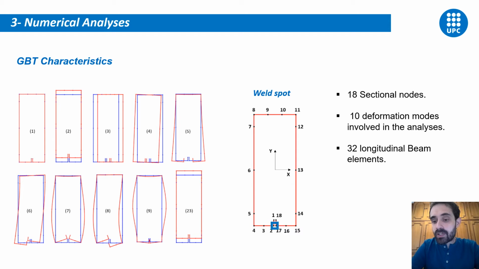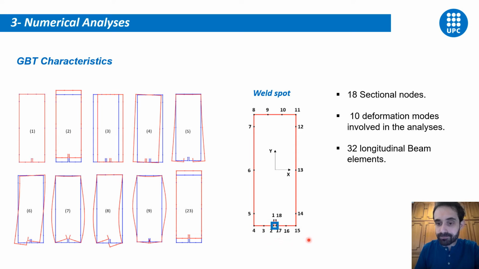In this slide, we are going to talk about the main characteristics of our GBT analysis. The cross-section has been discretized using 18 sectional nodes, as you can see in this picture here, and the weld spot is located between them. The constraint equations couple these two sectional nodes here, sectional nodes 2 and 17, inside the blue box.